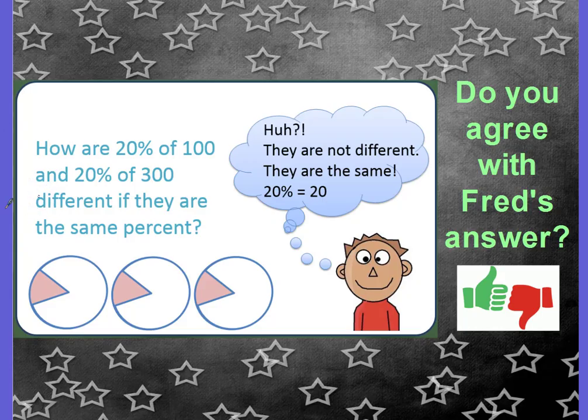Okay, how are 20% of 100 and 20% of 300 different? That's a clear word there, different, if they are the same percent. Here's Fred. Huh? They're not different. They're the same. 20% equals 20. Do you agree with Fred's answer? Give a thumbs up if you agree, thumbs down if you disagree.